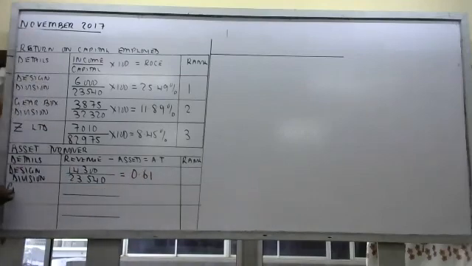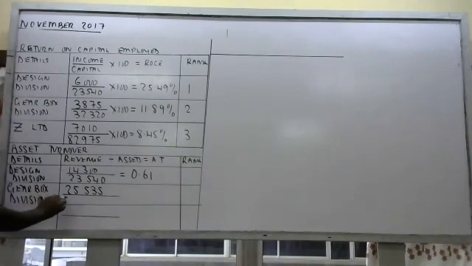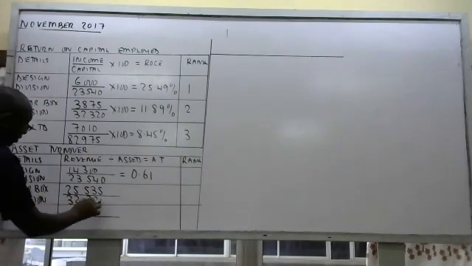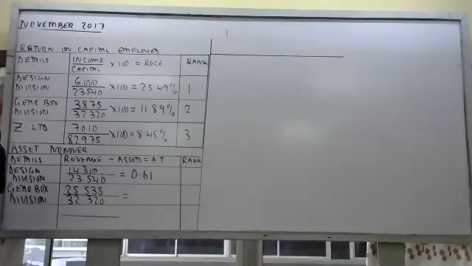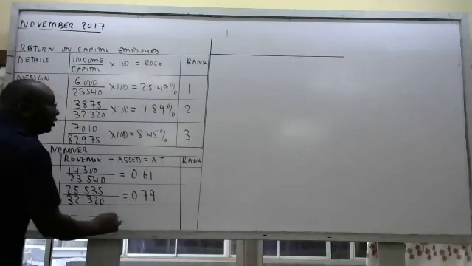Now try gearbox division. Gearbox division, we have 25,535. Capital is that 2,320. So 25,535 you divide by that 2,320. You have 0.79.